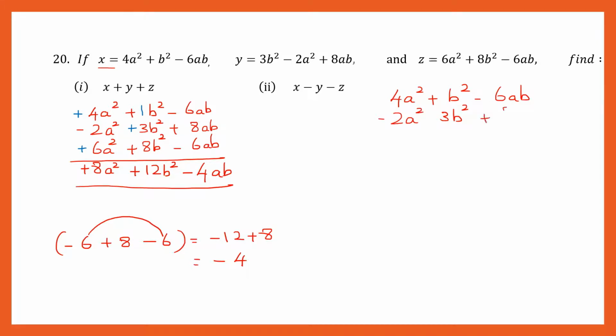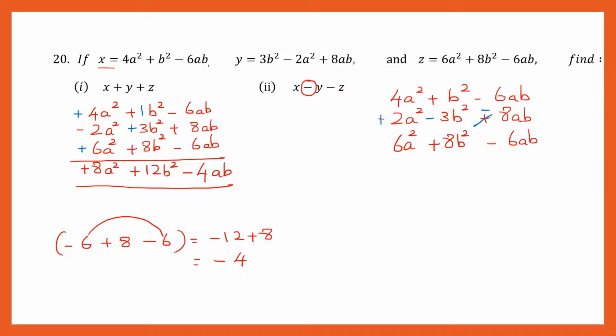plus 8ab. Now here, since it's given as minus, all the signs of the second row will change. So minus becomes plus. Now this was plus. Now that is going to become minus. So I'll change that to minus. And again, plus will change to minus. Now let's write down z. 6a square plus 8b square minus 6ab.